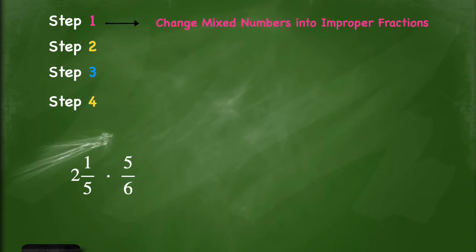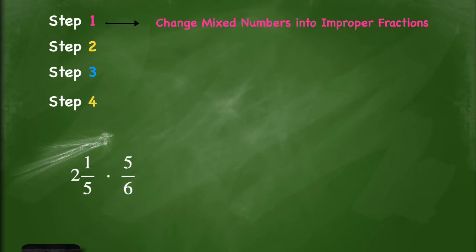So the first step is that we need to change mixed numbers into improper fractions. Now 2 1/5 is a mixed number because a mixed number is where you would have a whole number, and in this case my whole number is 2, with a fractional part of 1/5. So I need to take this mixed number of 2 1/5 and turn it into a fraction. And since it's a mixed number, when I turn it into a fraction, it will be turned into what is called an improper fraction, where the numerator is greater than the denominator. I know that sounds kind of complicated, but it's pretty easy to do.